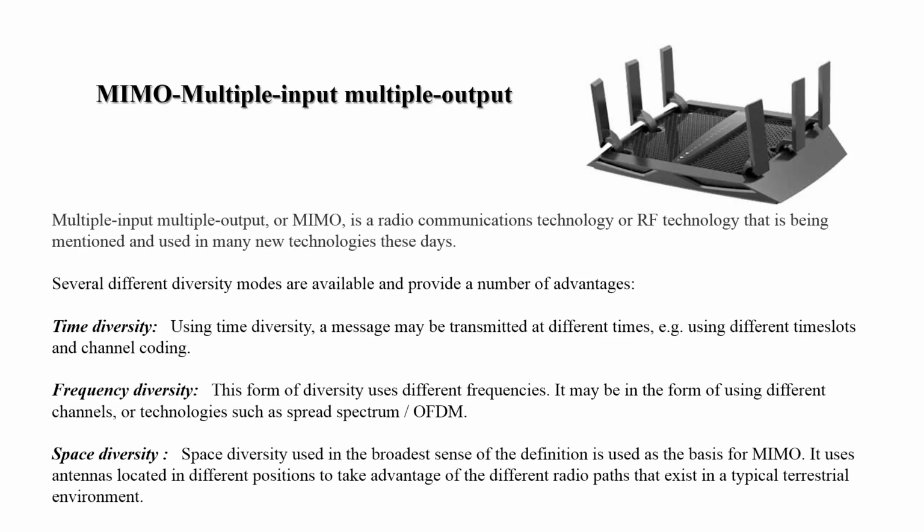Several different diversity modes are available and provide a number of advantages. Time diversity: using time diversity, a message may be transmitted at different times. Frequency diversity: this form of diversity uses different frequencies. Space diversity: space diversity, used in the broadest sense of the definition, means used as the basis for MIMO. It uses antennas located in different positions to take advantage of the different radio paths that exist in a typical environment.